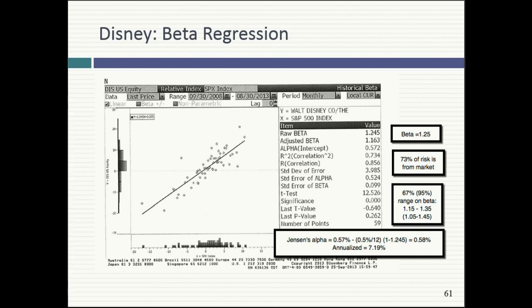But this is the basis for every beta service that comes up with betas. Whether it's S&P, Barra, Bloomberg, they claim to do fancy stuff, but it's all based on regressions, different choices that they make, and this adjustment towards one that might be slightly different for every service.